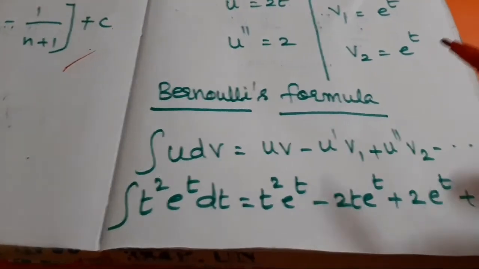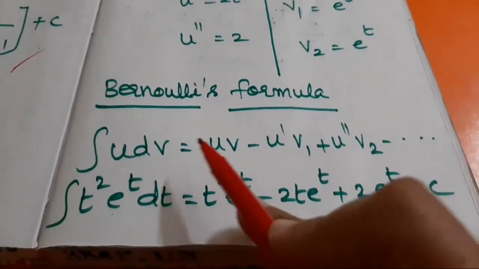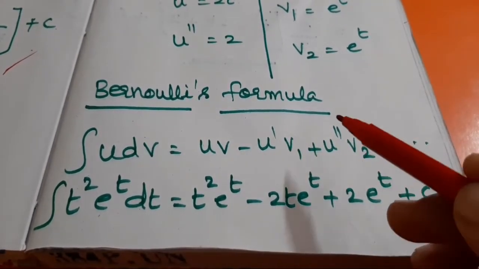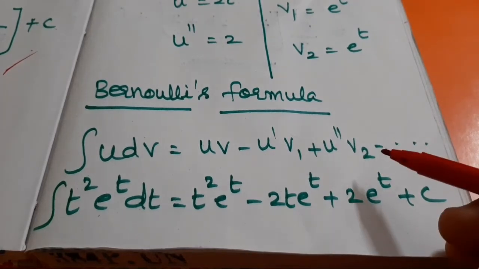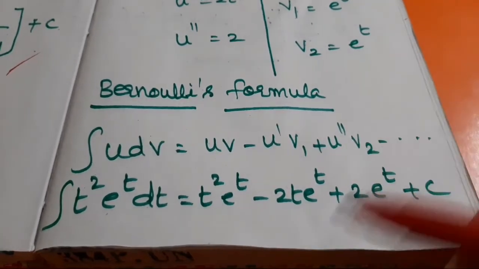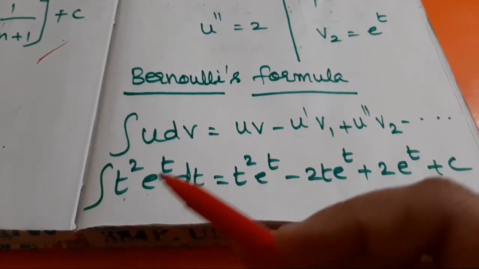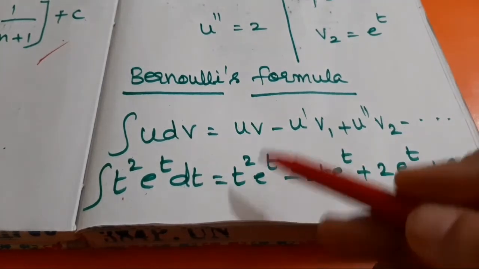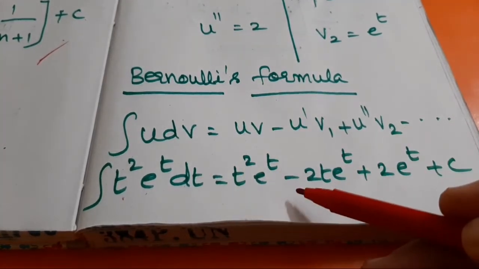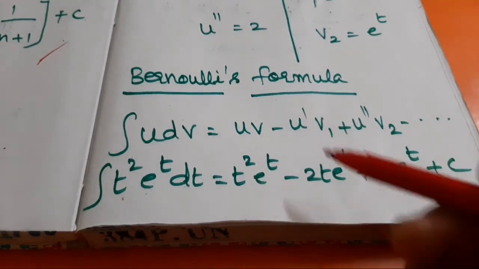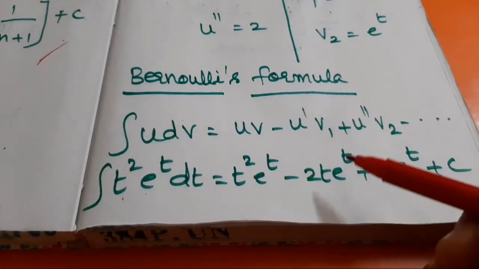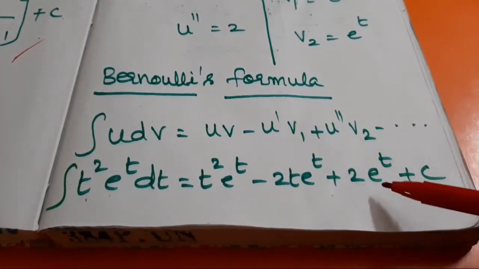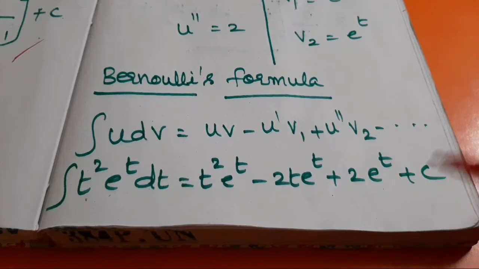Now the Bernoulli's formula is integral u dv is equal to uv minus u dash v1 plus u double dash v2 minus and so on. So integration of t^2 e^t dt is equal to t^2, u answer is t^2, v answer is e^t, minus u dash is 2t, v1 is e^t, plus 2 into v2 is e^t, plus c.